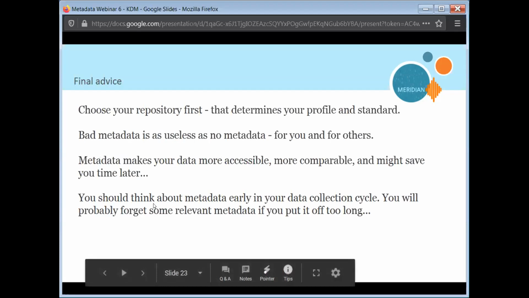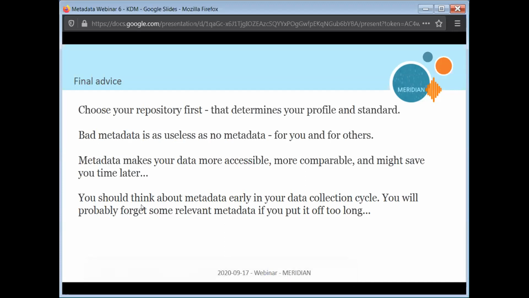So if I had final advice for you, if you just had 4 things you could take away from this talk, it would be: first, you should choose your repository because that might determine your profile and your standard, and then save you all the work of thinking about that and really even caring about what they are.